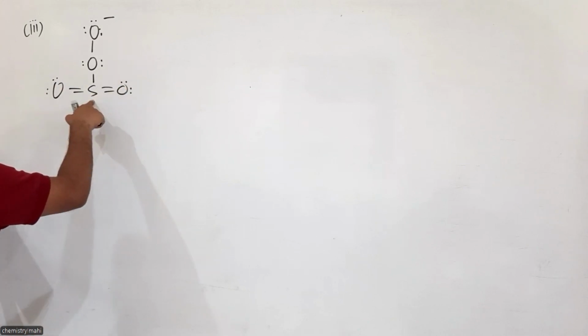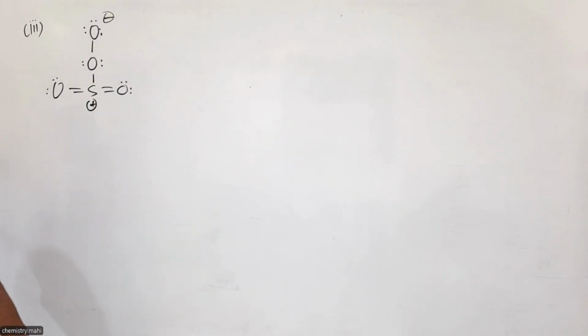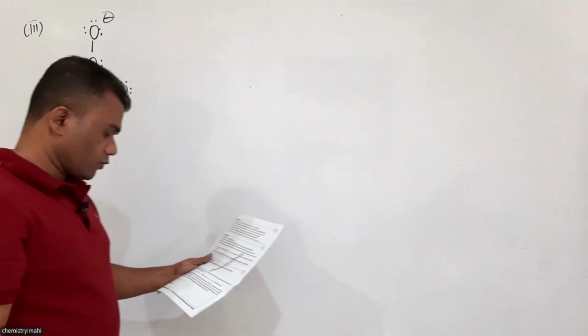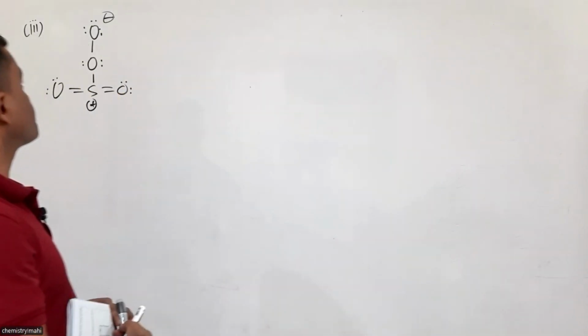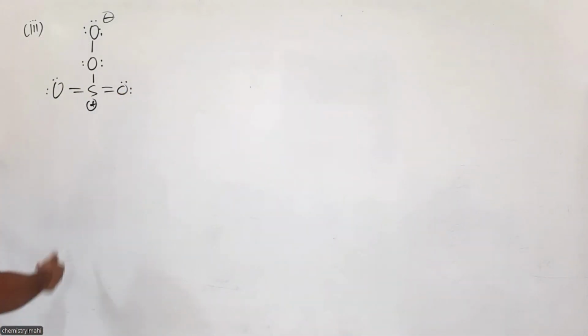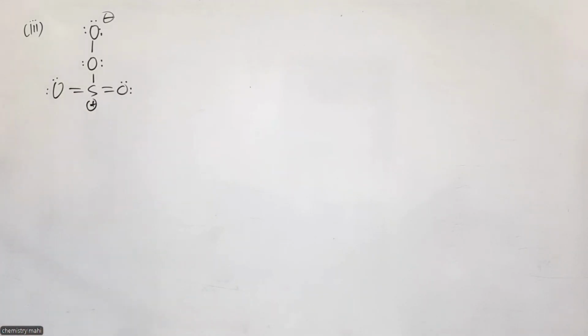Sulfur has a lone pair. Yes, it has a plus charge. This has a minus charge. That's the most stable one. Then they asked to draw some more structures. Actually, the thing is this one. Then a double bond is found here. I can label it like 1, 2.